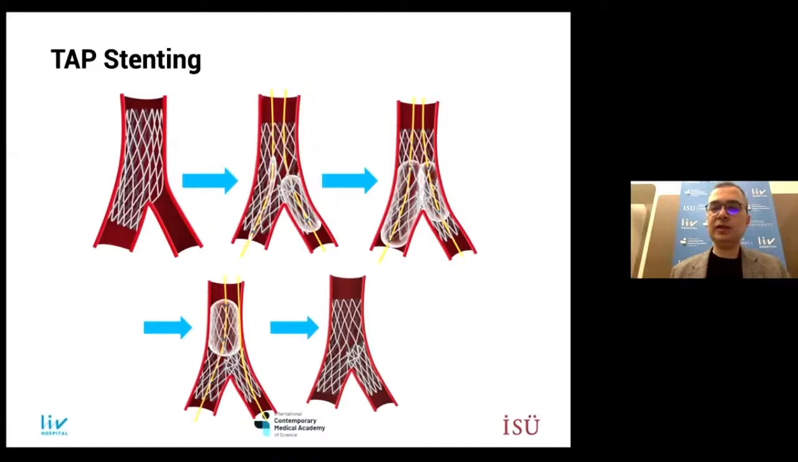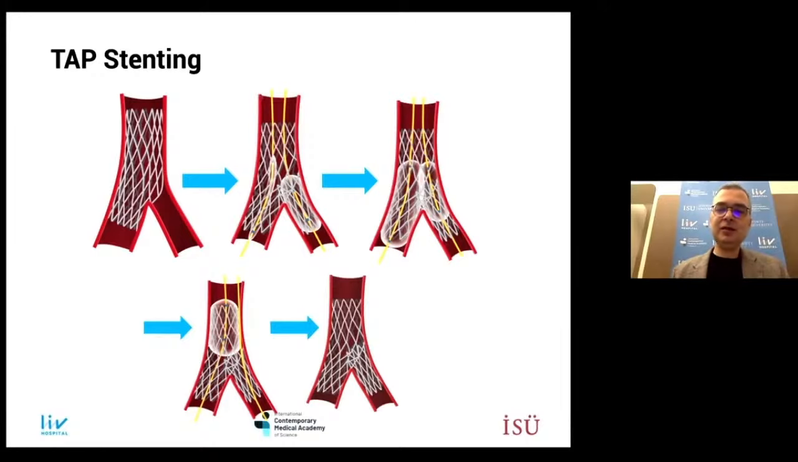In case you just start the case with a provisional stenting, you always have the option to advance to a two-stent strategy. But the reverse is difficult. If you just started the case with a two-stent strategy, it is very difficult to finish the case with a single stent. So provisional should be default.